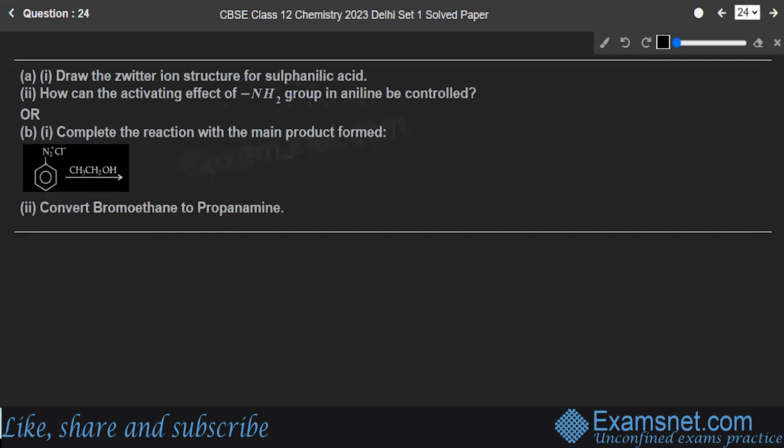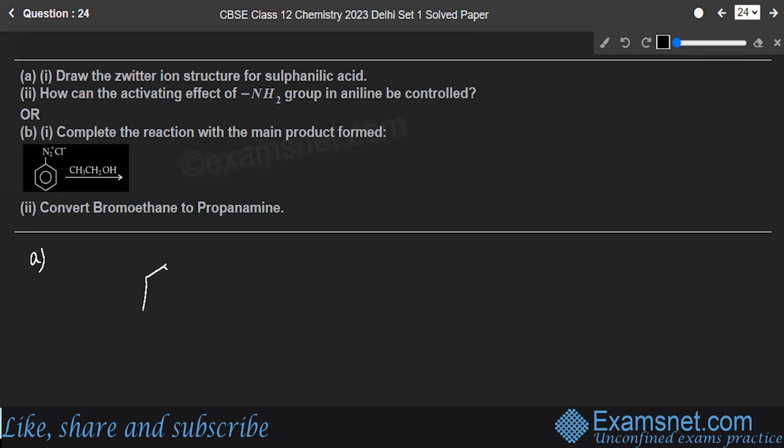Then question number 24. You have to draw the zwitter ion structure for sulfanilic acid. Let's go to this question first because you're having a choice over here. Either you can perform this or that question. So the very first question, you have to draw this ion structure.